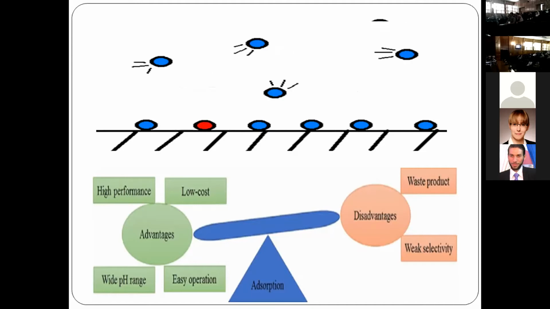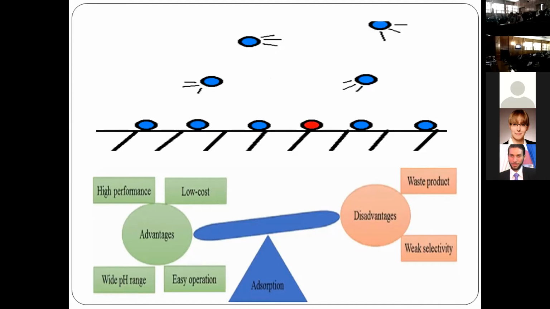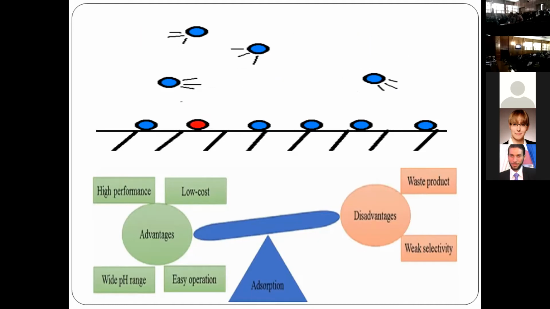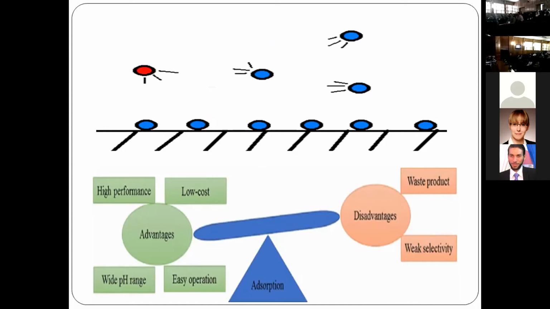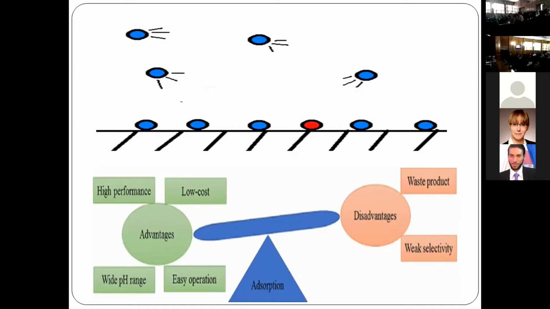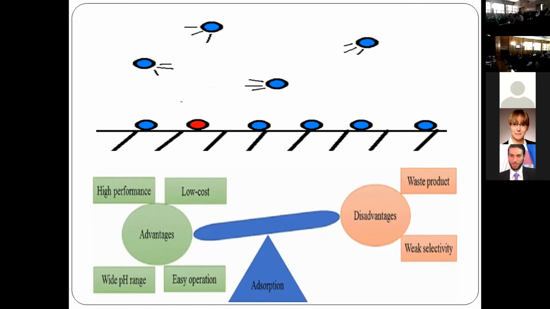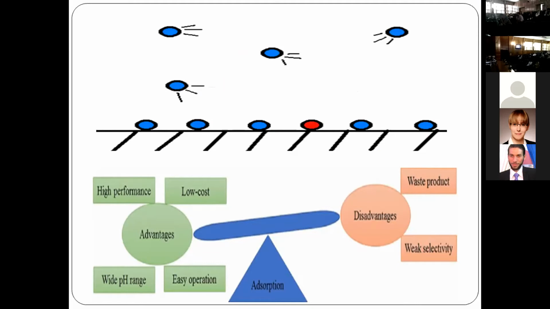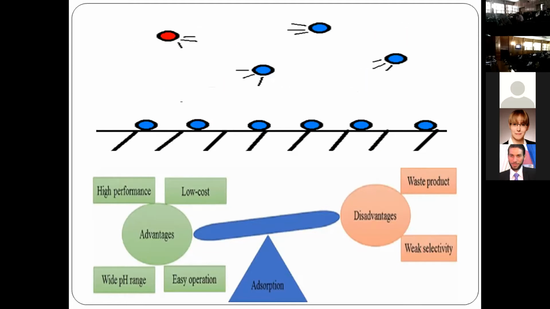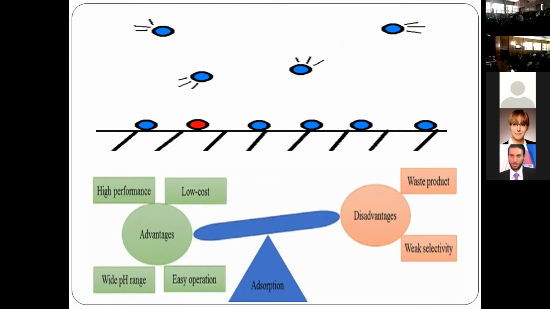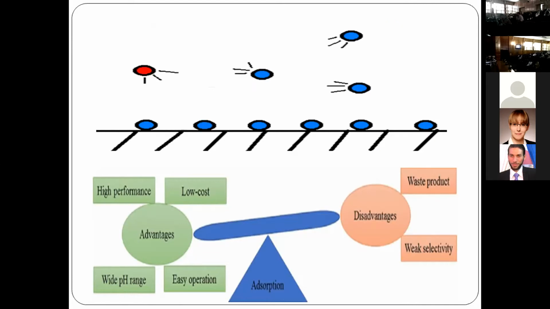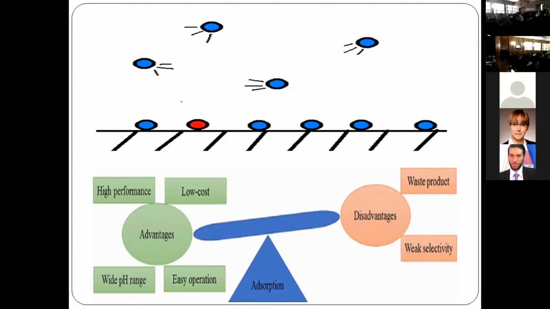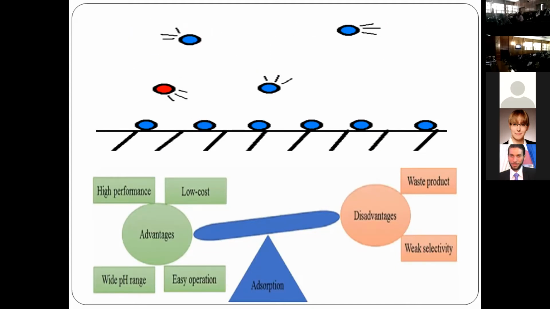Adsorption is the accumulation of molecules on the surface of a certain material that has an affinity for them. Adsorption has many advantages, like high performance, low cost, and a wide pH range, so there is no need to change the pH during the application of this desalination treatment process. One disadvantage is the waste products, but it is overcome with time. And for selectivity, we produced a material in our project, our paper, having high affinity toward many materials and with high capacity.